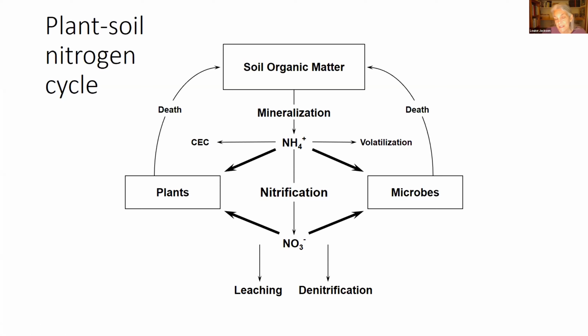But there's an important distinction, and that's that microbes will tend to prefer ammonium. Why? Well, it's more energy rich. Microbes don't have the luxury of the photosynthate that plants do. Their energy is coming from the carbon that they're breaking down. So there's a tendency for microbes to prefer ammonium as the nitrogen source.